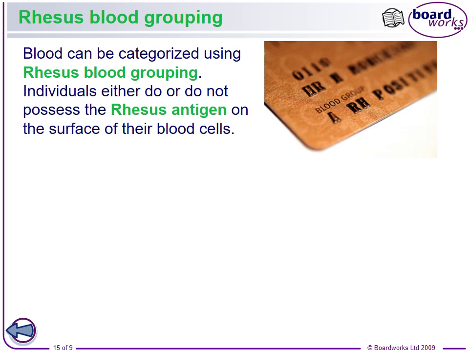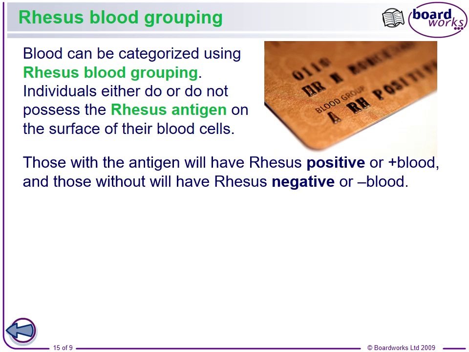Blood can be categorized using what's called rhesus blood grouping. They found this out using rhesus monkeys. That's why it's called rhesus blood grouping. It's also called Rh factor, and that's the positive and negative portion of your blood. Individuals either do or do not possess the rhesus antigen on the surface of their blood cells. Those with the antigen will have rhesus positive blood, and those without will have rhesus negative blood.